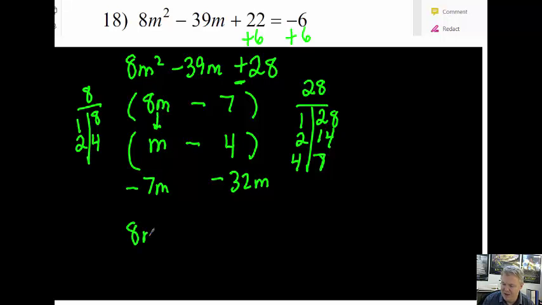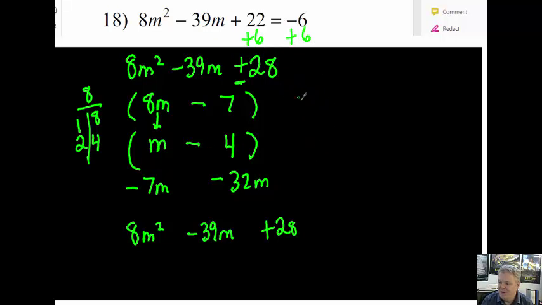So 8 times 1 is 8m squared. Negative 7 times negative 4 is positive 28. And when you combine negative 7m and negative 32m, you get negative 39m. So yes, these are the correct factors.